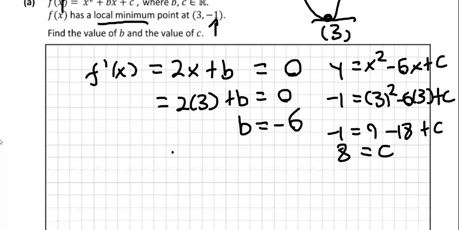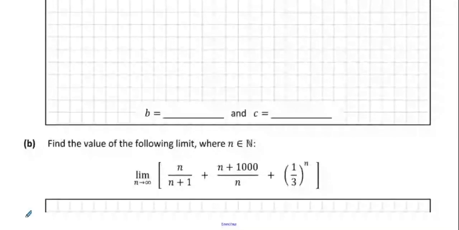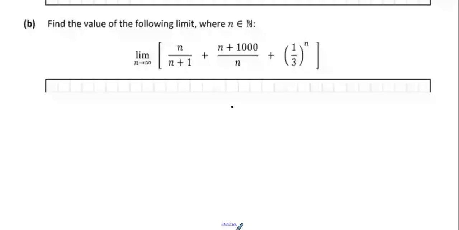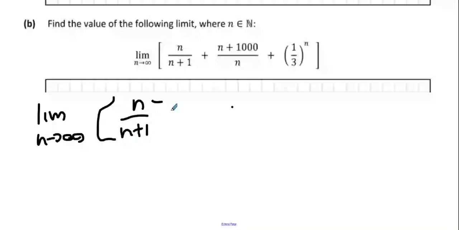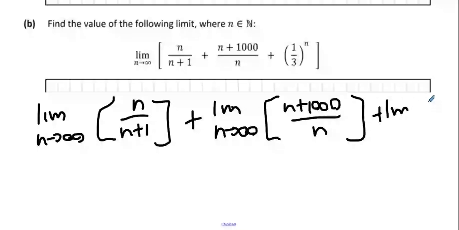All right, guys. Let's keep going. Now, this one's quite interesting. For those of you who don't remember these ones, you break this up into 3 separate parts. It's the limit as n goes to infinity of n over n plus 1, plus the limit as n goes to infinity of n plus 1,000 over n. And then finally, the limit as n goes to infinity of 1/3 to the power of n. I have an idea.